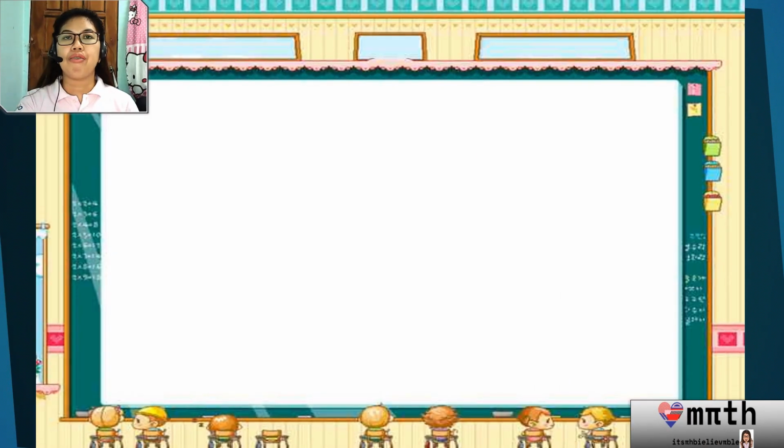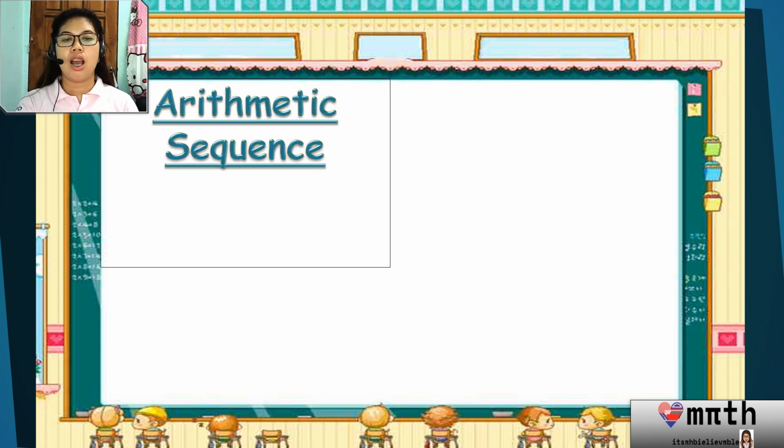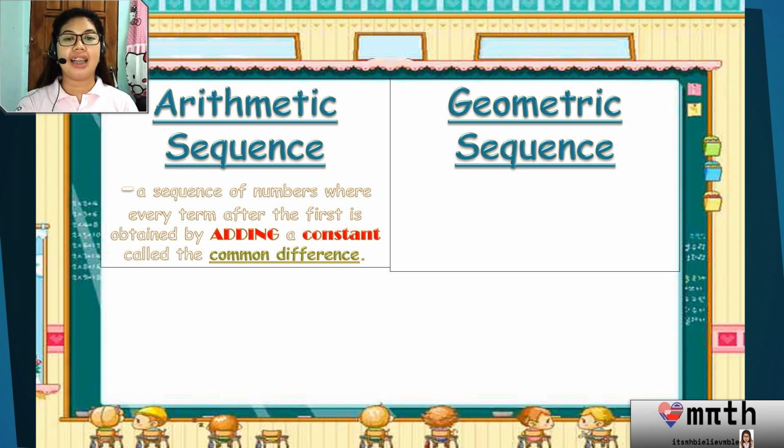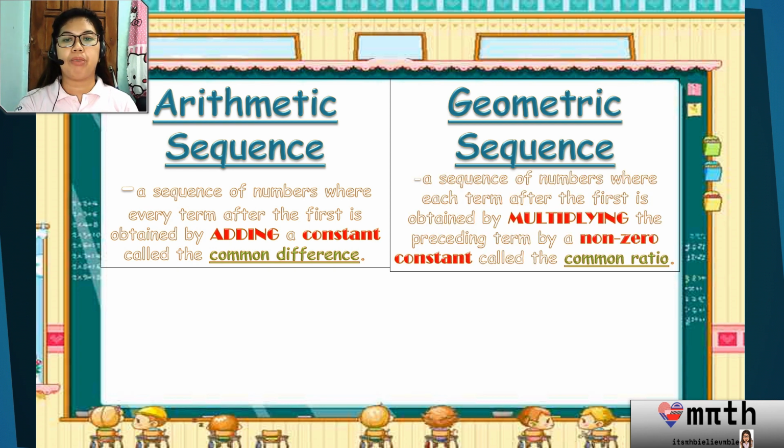Okay, let us now differentiate an arithmetic sequence from a geometric sequence. An arithmetic sequence is a sequence of numbers where every term after the first is obtained by adding a constant called the common difference. On the other hand, a geometric sequence is a sequence of numbers where each term after the first is obtained by multiplying the preceding term by a non-zero constant called the common ratio.